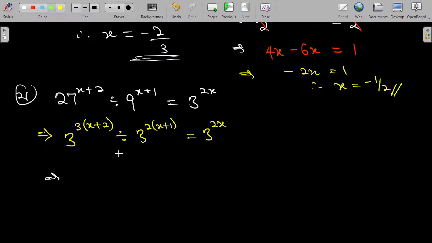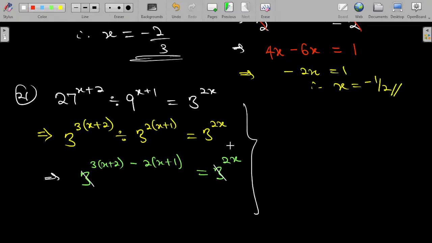Division is subtraction of powers, so I will have 3 raised to the power of 3 into x plus 2 minus 2 into x plus 1, and everything is equal to 3 to the power of 2x, and you are done. So what should you do next? Equal bases can go, so we can now equate the powers, and I can open those brackets. This will give me 3x plus 6 minus 2x, and minus 2 times 1 is minus 2, and that is equal to 2x.